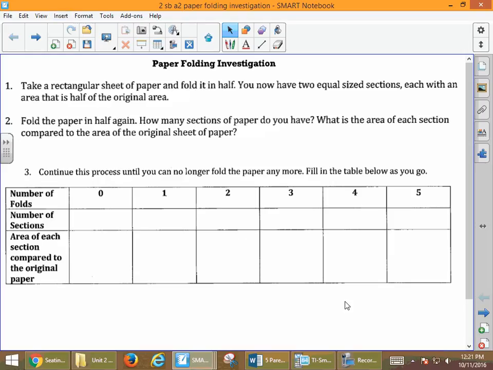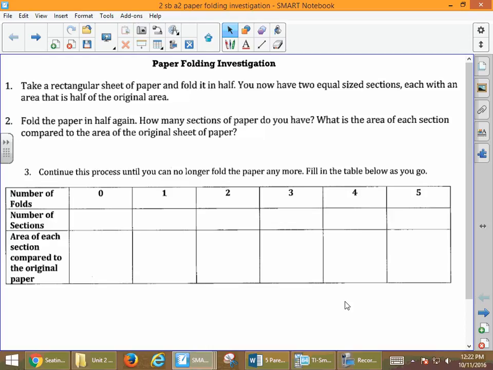So today we're going to investigate exponential growth and decay. And we're going to start with a paper folding activity. And we're going to have to fill out the chart along with this. So let's look down on our papers at the chart to start off.